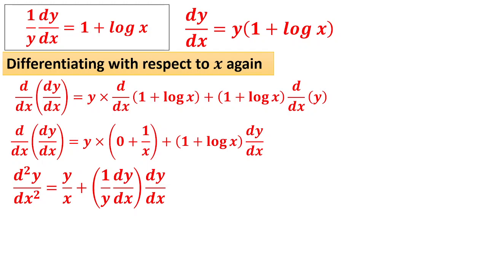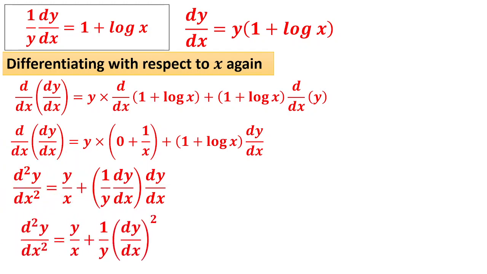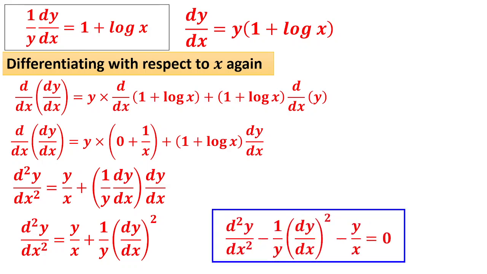I am replacing that 1 plus log x as from the first derivative, that is 1 by y into dy by dx. What will happen to you now? It will become d square y by dx square is equal to y by x plus 1 by y into dy by dx the whole square. Now you bring everything to one side. Therefore second derivative minus 1 by y into first derivative the whole square minus y by x is equal to 0.